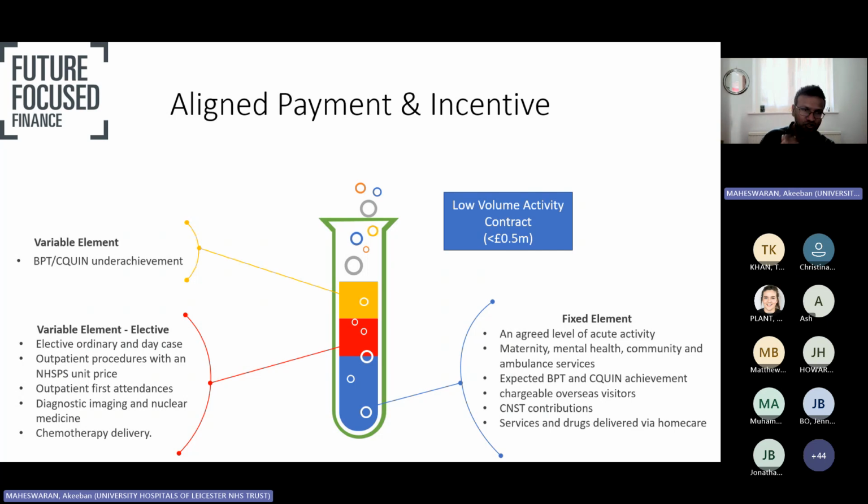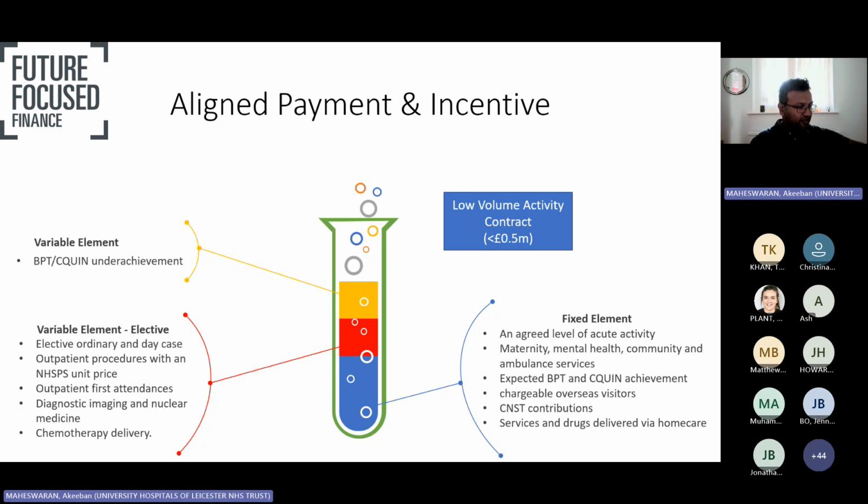Acute activity, maternity, ambulance service, all the things that are difficult to measure, are covered by your fixed element. It includes your best practice tariffs, your expected best practice tariffs, and expected sequence if there are any. CNST is the Clinical Negligence Scheme for Trusts, your indemnity scheme. All that should cover your basic overheads. So that's your basic stuff.